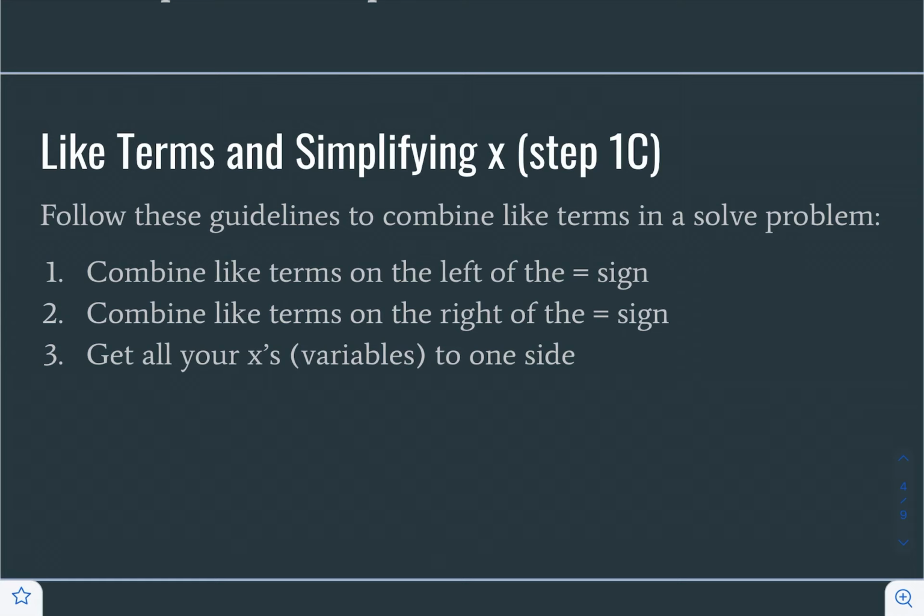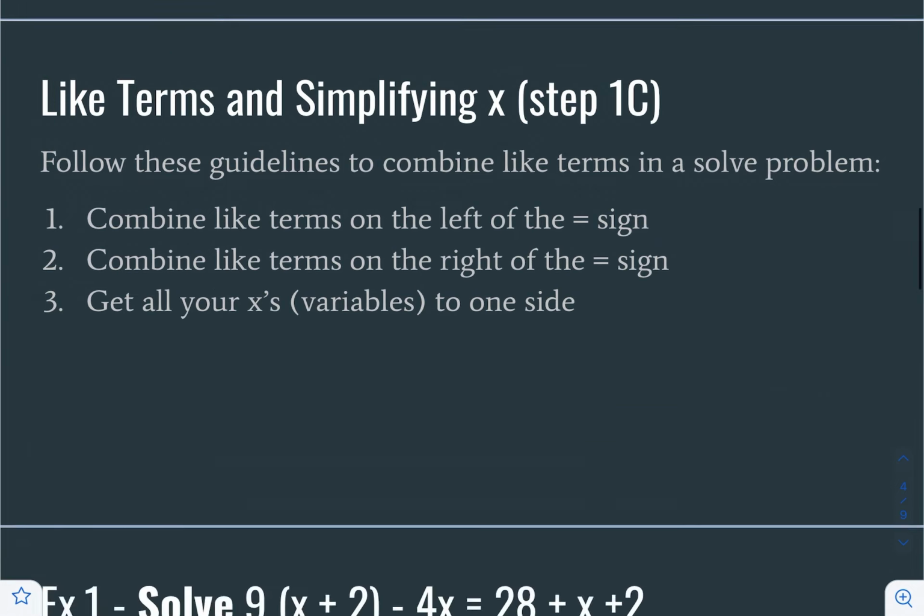Follow these guidelines to combine like terms and to simplify x. First, you combine like terms on the left side of the equal sign, then you combine like terms on the right side of the equal sign, and then you get all your x's, which are your variables, to one side.